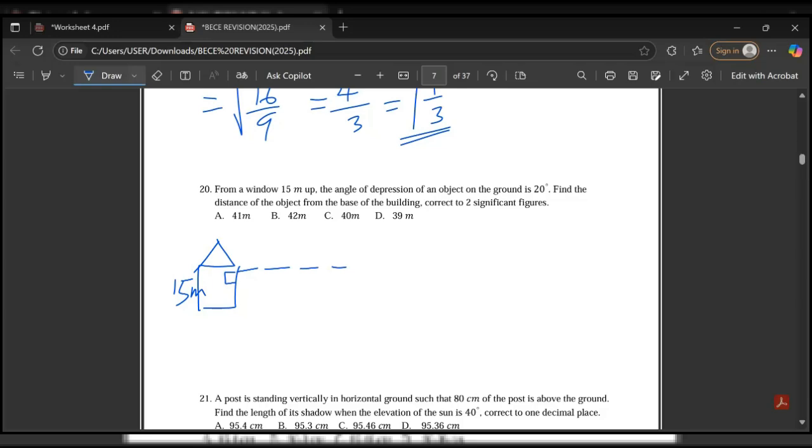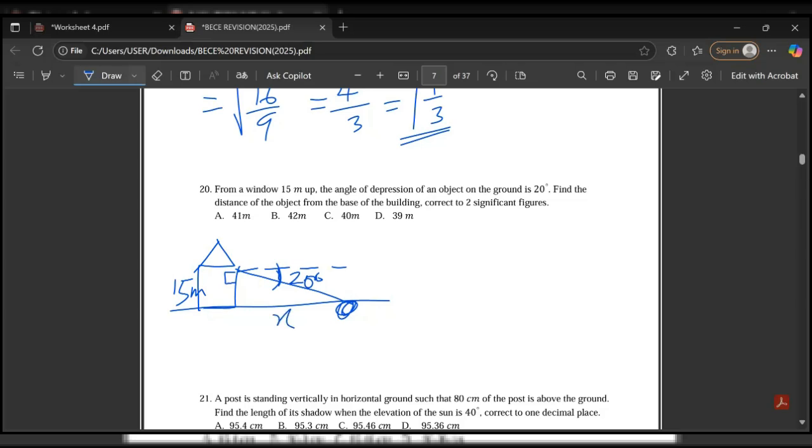You now want to look at an object at the bottom here. Let's say the object is here. You want to look at it, you have to depress your eyes to look at it. So the angle of depression here is 20 degrees. It's going to be here, 20 degrees. I hope I'm making sense. Okay, that is 20 degrees. So find the distance of the object from the base of the building. Which means you are looking for this place.